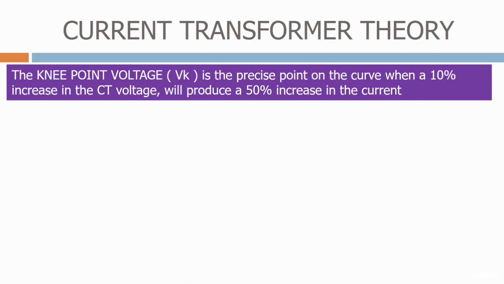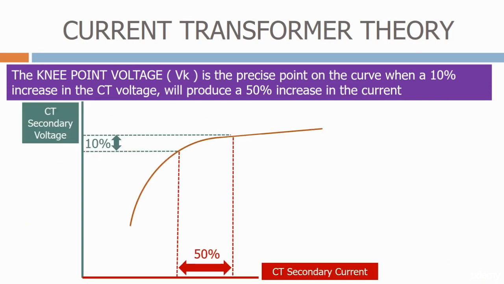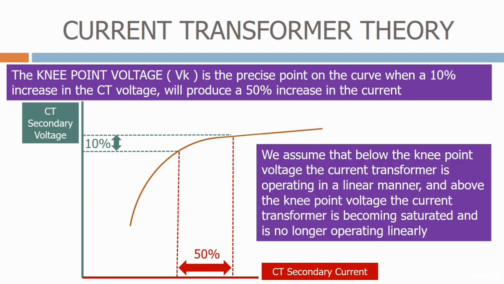The knee point voltage, Vk, is the precise point on the curve when a 10% increase in the CT voltage will produce a 50% increase in the current. These parameters are shown on the curve. We assume that below the knee point voltage the current transformer is operating in a linear manner, and above the knee point voltage the current transformer is becoming saturated and is no longer operating linearly.